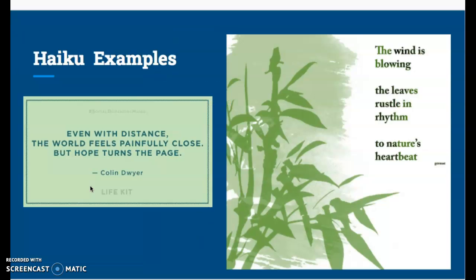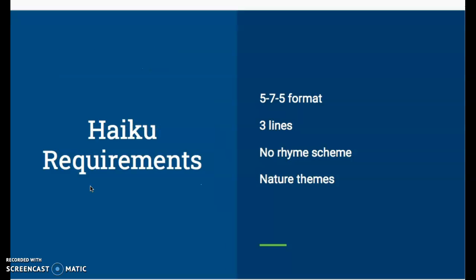To give you a little more inspiration before you begin writing your own haiku, let's look at these two examples. The first one reads, "Even with distance, the world feels painfully close, but hope turns the page." Now that's not necessarily about nature, but it is very pertinent to what's happening for us right now. And then the second haiku says, "The wind is blowing, the leaves rustle in rhythm to nature's heartbeat." That's a more traditional take on haiku, kind of talking about nature, how it has its own life force, and just stating that observation that this author made about what they find beautiful in the natural world.